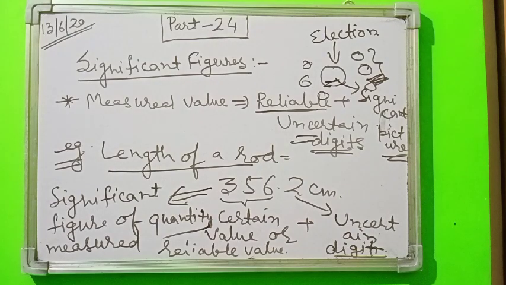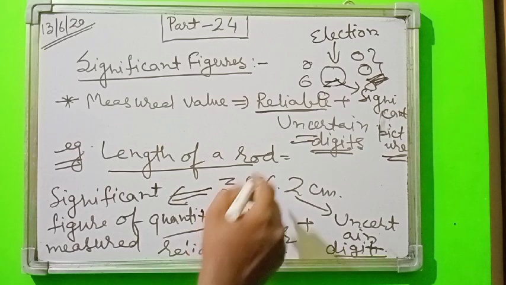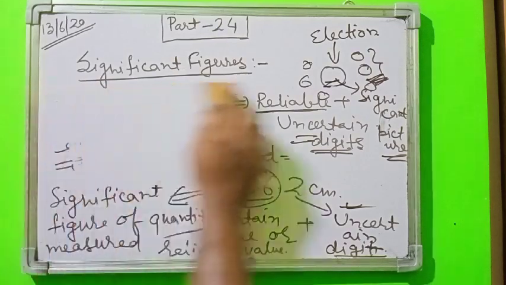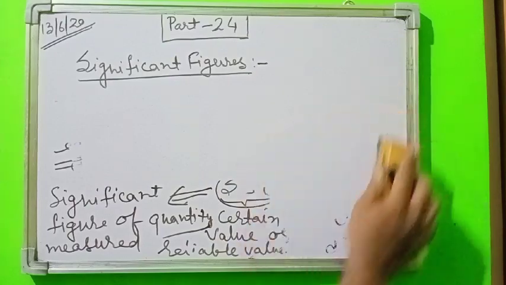In a similar way, in the measurement of any physical quantity, there are certain values which are reliable for the measured quantity, and there are values which are unreliable or uncertain, whose presence is not going to influence the measurement. So this is the main picture about significant figures. I am discussing the definition, and after that we will discuss certain rules for determination of significant figures.